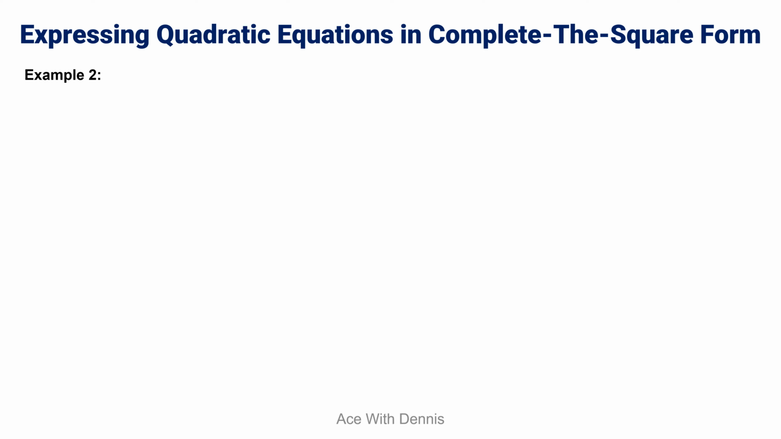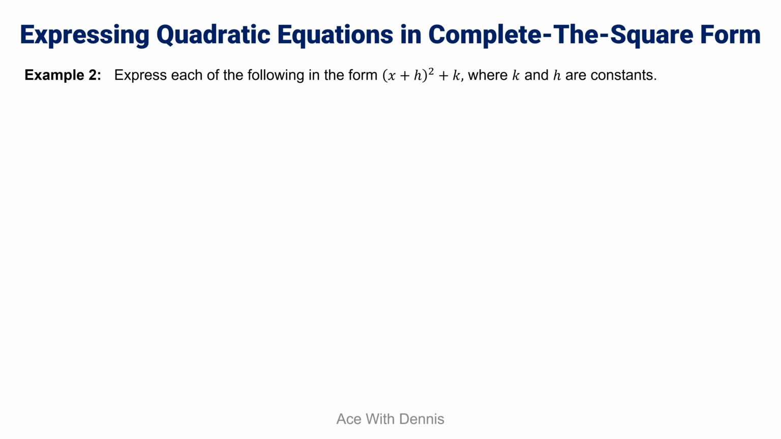Let's see example 2 and learn how we can apply the formula to convert quadratic expressions into the completing the square form. So the question is, express each of the following in the form (x plus h) squared plus k, where k and h are constants. A. x squared minus 4x plus 3. B. (4x minus 3)(2x plus 5). C. x times (x minus 3) plus 5.